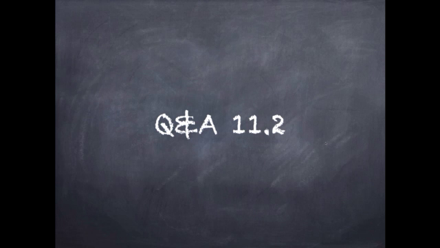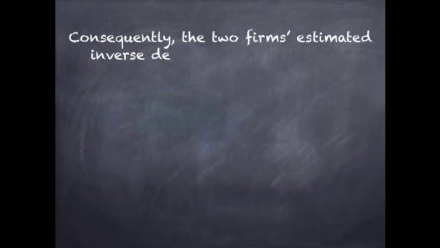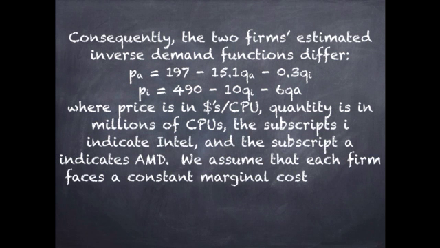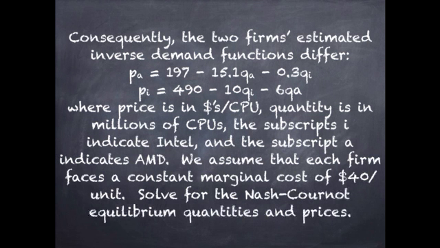Moving on to QandA 11.2, and I eliminated a portion of the text for this. I'll just read the introductory part, as it was entirely too long to fit on one slide, and I thought it would be easier to read a portion of the actual QandA 11.2 from the textbook. So let me start with, assume that Intel and Advanced Micro Devices, AMD, are the only two firms that produce central processing units, CPUs, which are the brains of personal computers.